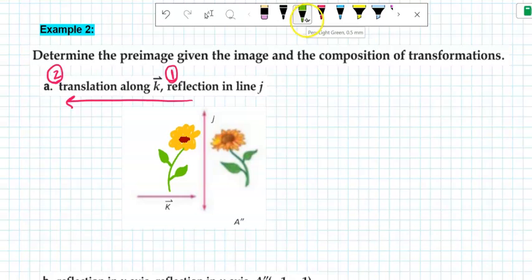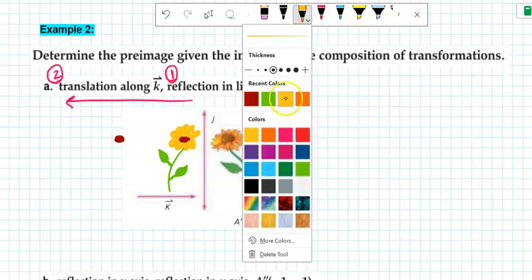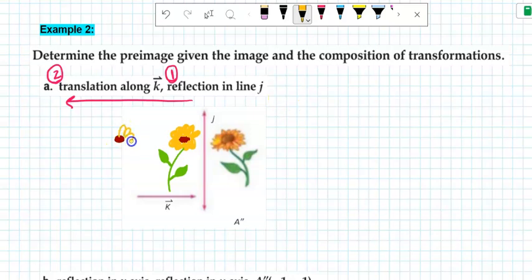And then we have to undo the translation. So we have to slide it back to the start of vector k. Okay, so we're going to slide it back. Okay, obviously mine's not going to look the same just for the sake of time. I'll speed up coloring it in. If you want to take more time because you're more of an artist, feel free to pause the video.